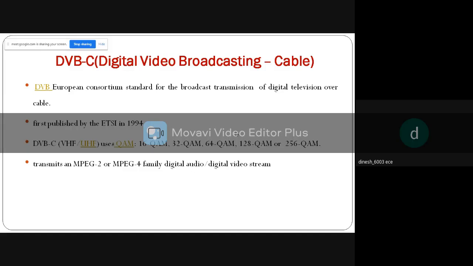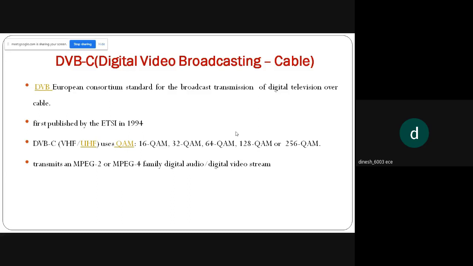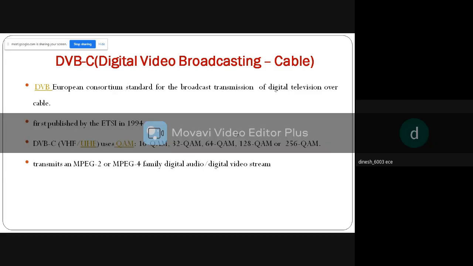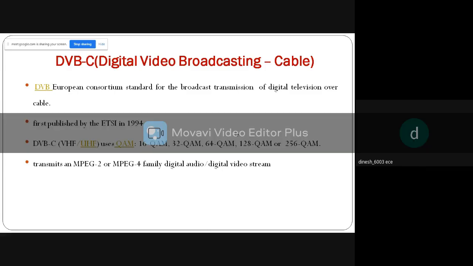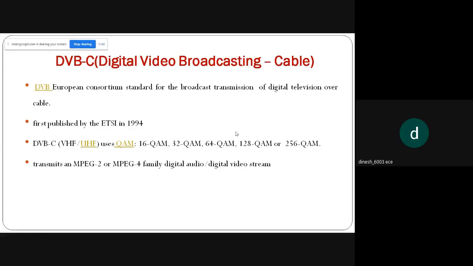Next comes the next standard, digital video broadcasting cable, which is DVB-C. This European Consortium standard for the broadcast transmission of digital television over cable was done in 1994. It uses either ultra high frequency, UHF, or very high frequency, VHF. It uses quadrature amplitude modulation, QAM: 16 QAM, 32 QAM, which are the constellations, 64 QAM, 128 QAM, 256 QAM. This DVB-C can be used with MPEG-2 or MPEG-4 digital audio or video streams.